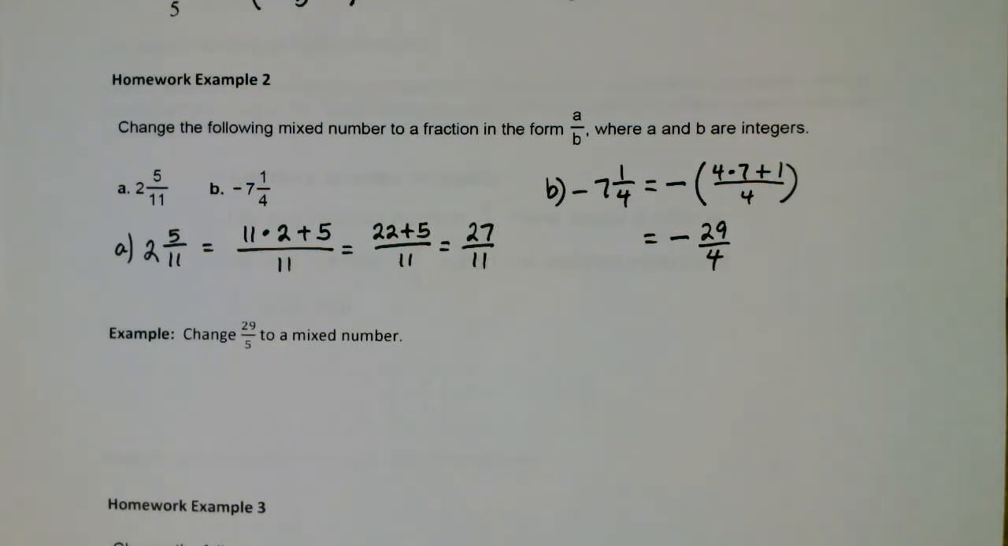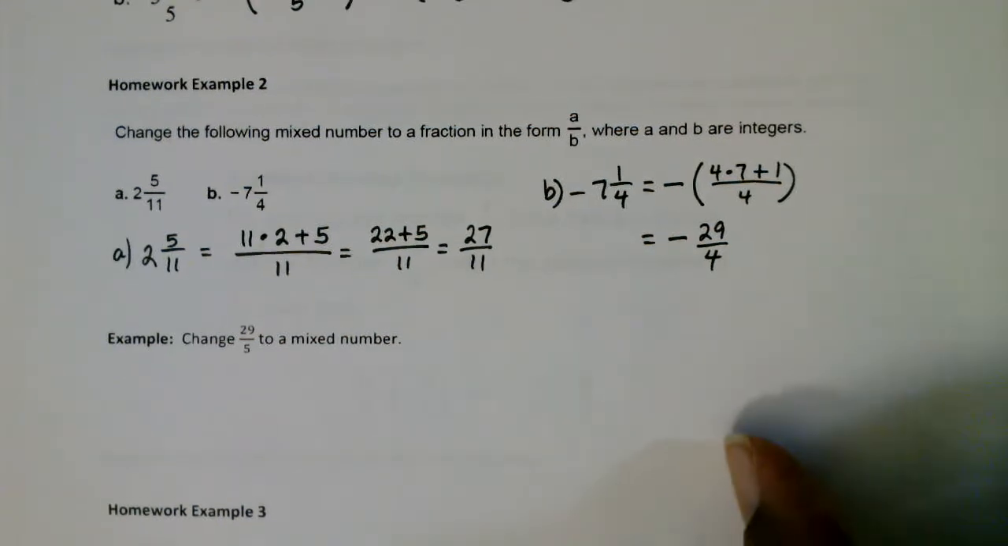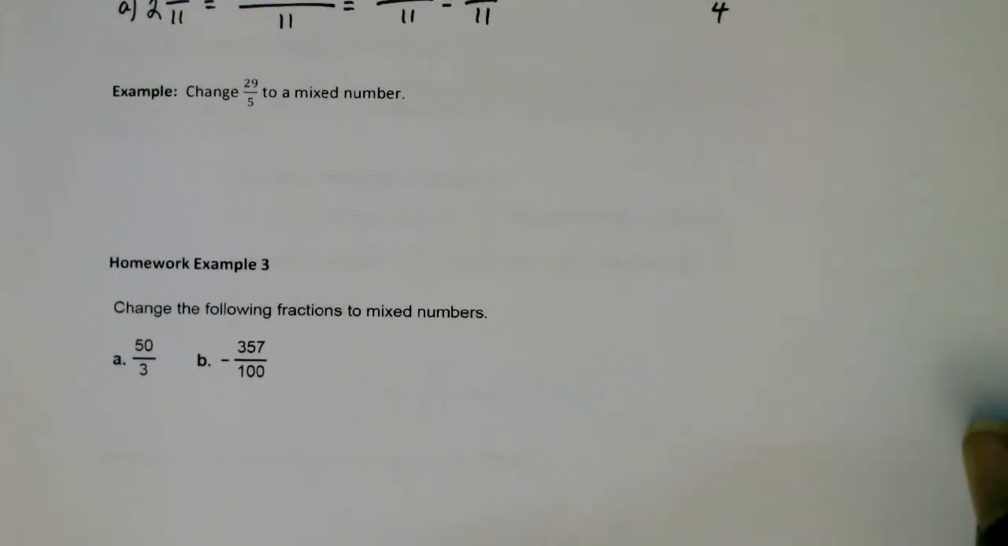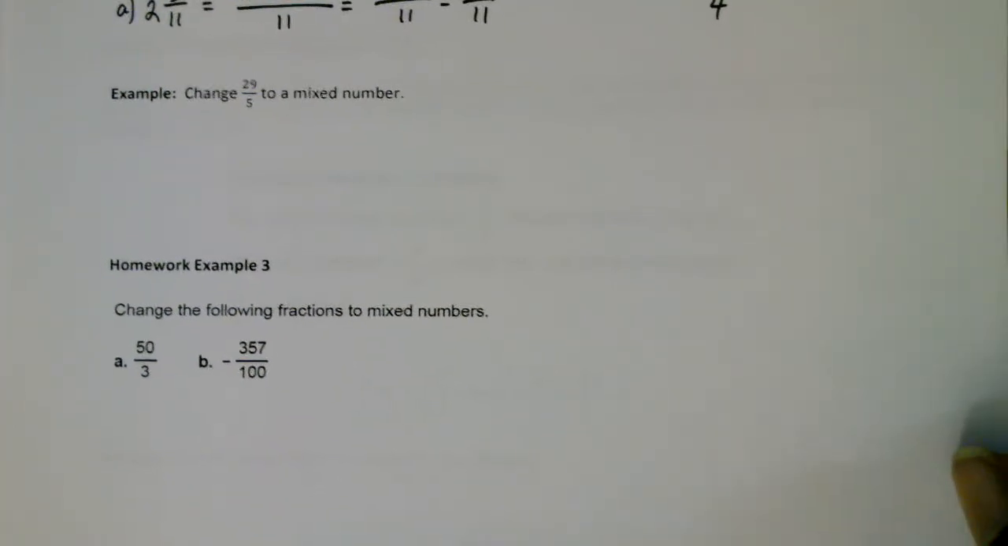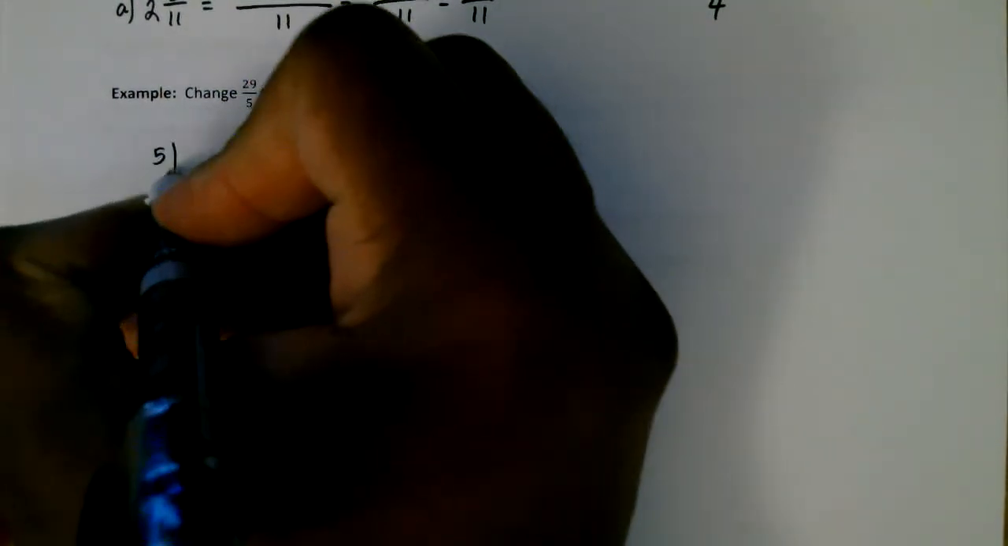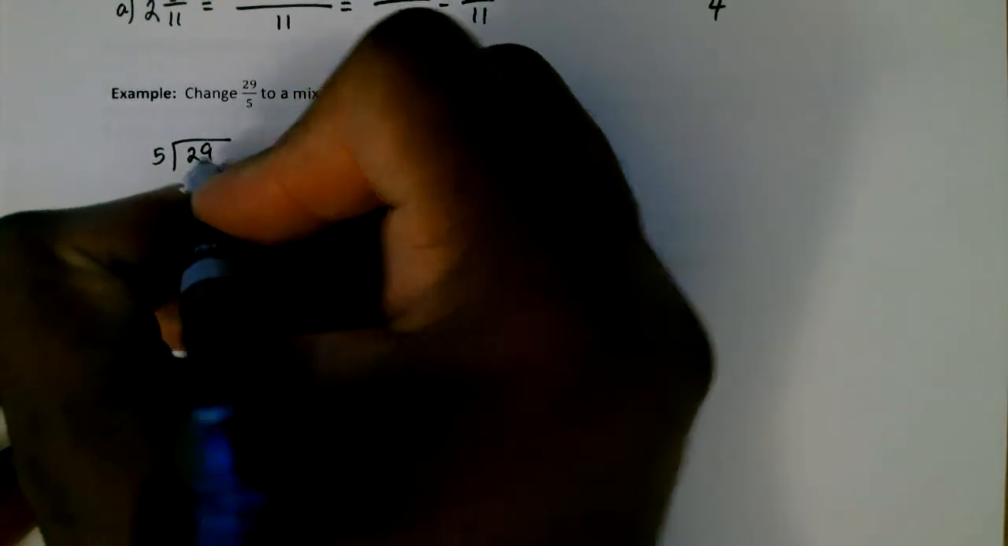All right, so here we converted a mixed number into a fraction in the form of A over B. Let's say we have an improper fraction like this one, and we want to convert that to a mixed number. So here I want to change 29/5 to a mixed number. Well, here's where we do the long division. So that means I need to divide 5 into 29.